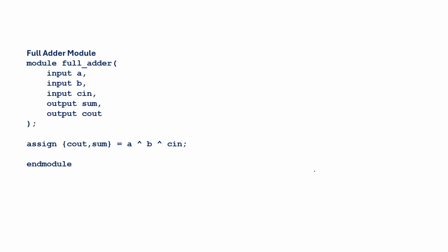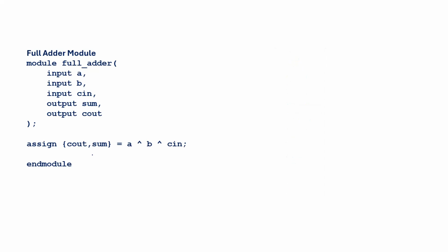Same thing, full adder also. Without a generate loop, how can I write the full adder? A, B, C, I am taking the three inputs, and sum and carry I am getting as the output. So my sum output is A XOR B XOR C, and the carry output is A and B, B and C, and C and A. So this output I am getting, right?